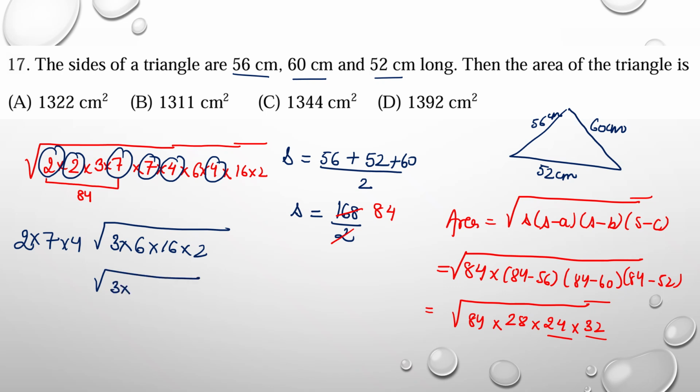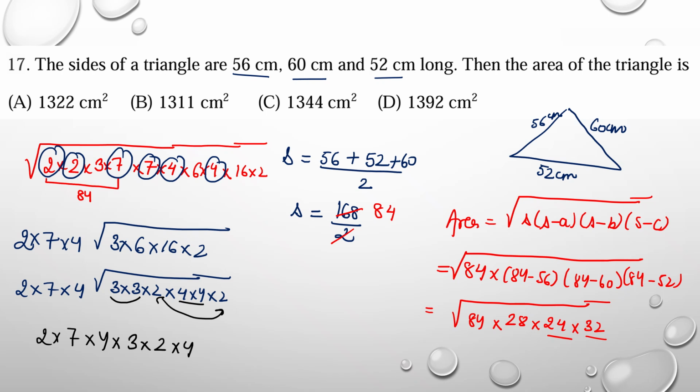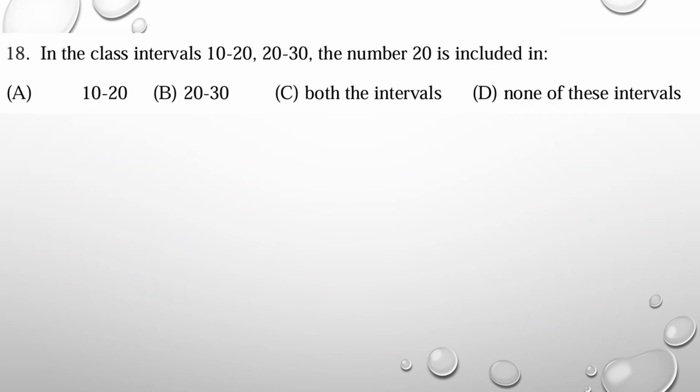Now 3, 6 ko we can rewrite 3 into 2. 16 is 4 into 4 into 2. Outside is 2 into 7 into 4. Now सबके pair हम form हो गए हैं 4, 4 and 2, 2. So take it out of the root. 2 into 7 into 4 into 3 into 2 into 4. If you multiply all, this will be 1344. Option C.